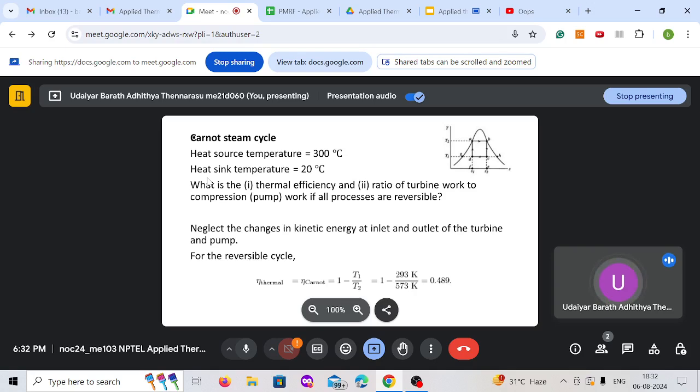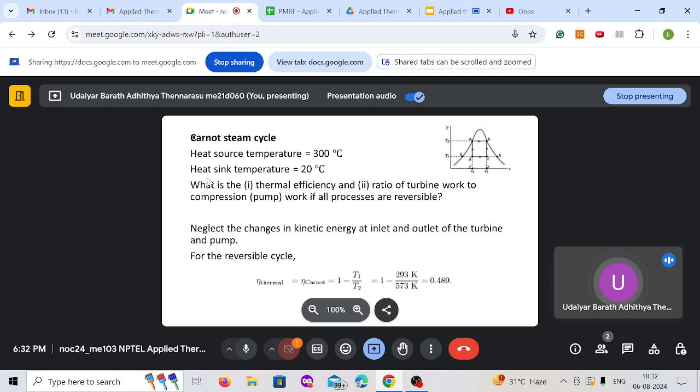So for a reversible cycle, we can straight away find out the thermal efficiency of Carnot cycle as 1 minus Q1 by Q2. This is nothing but your W by Q, and W you can write as Q1 minus Q2, and because of the Kelvin temperature scale, or from Clausius inequality, Q1 by T1 equals Q2 by T2. So we can express efficiency as 1 minus T1 by T2.